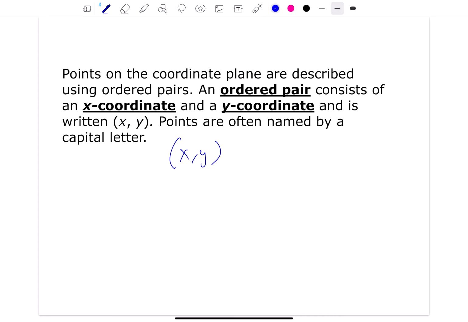I've had students be confused in the beginning, which one is x, which one is y. Think about alphabets. What comes first in alphabets? X comes first. So the first coordinate is the x coordinate, the second number is the y coordinate in your ordered pair.